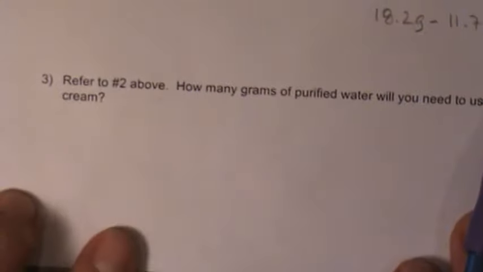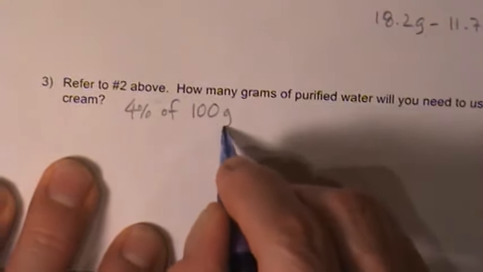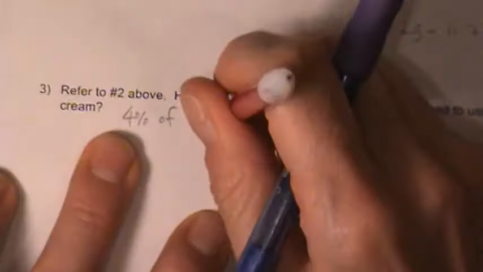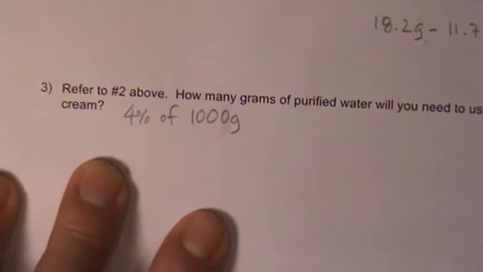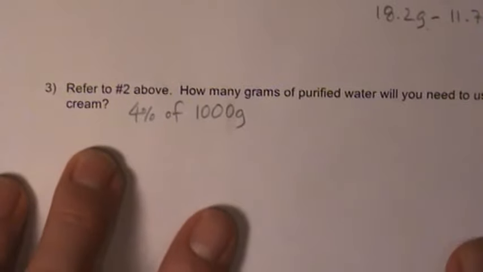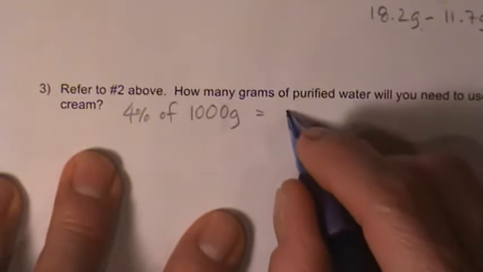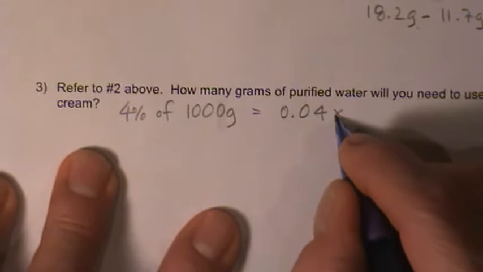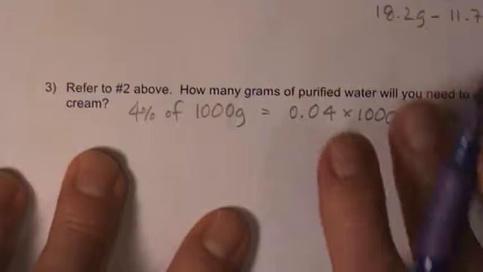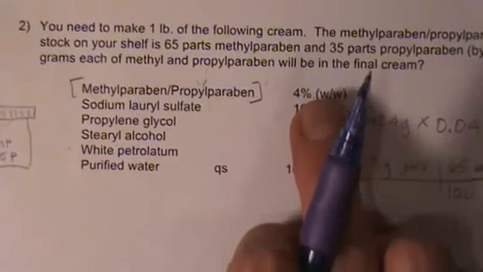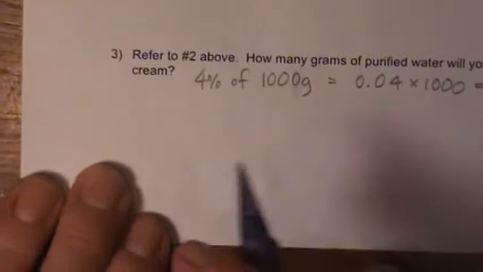So what I said down here was we need 4% of 1,000 grams. Whoops, sorry, 1,000. I feel nervous not having you guys here to tell me when I make mistakes, because I'm hoping I didn't make a really silly mistake up there and didn't catch it. Okay, 4% of 1,000 grams, and that equals, I'm going to just, again, convert that to my decimal fraction, which is 0.04 times 1,000, and that equals 40 grams, all right? So if I were to make this whole 1,000 grams of this cream, I would need 40 grams of the methylparaben, propylparaben.